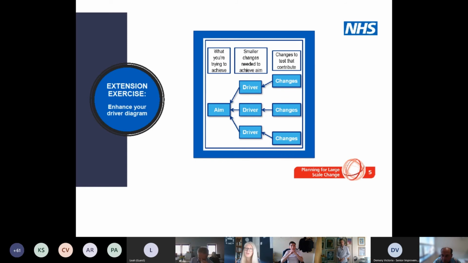And again, a driver diagram is a relatively simple thing to design. There are some templates available if you want to use a template, but again, the big box at the beginning is your aim, and that's what you're driving towards. What are you trying to achieve? And then smaller changes to achieve that aim, and then the changes that you're going to test. What's going to contribute to the small changes that will result in the larger change that you want. So again, this is just a driver diagram example.